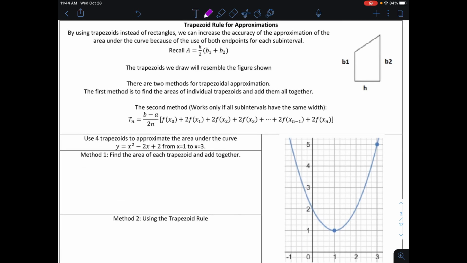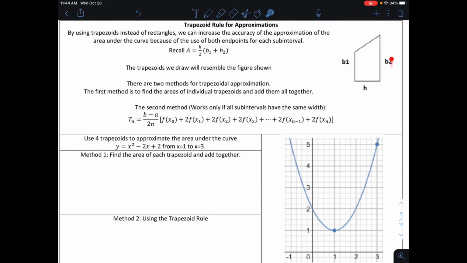All right, another way to use geometry to approximate is to use trapezoids. And trapezoids are going to be more accurate than our rectangular approximations in most instances, just because of the geometry we have behind finding the trapezoid.